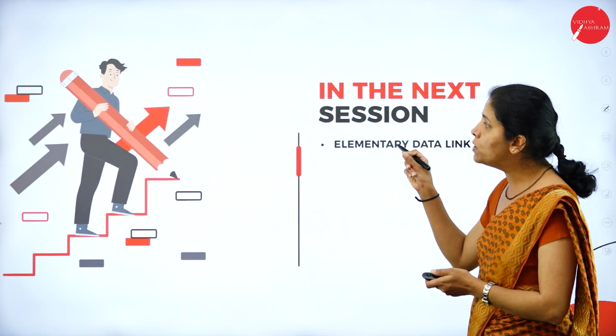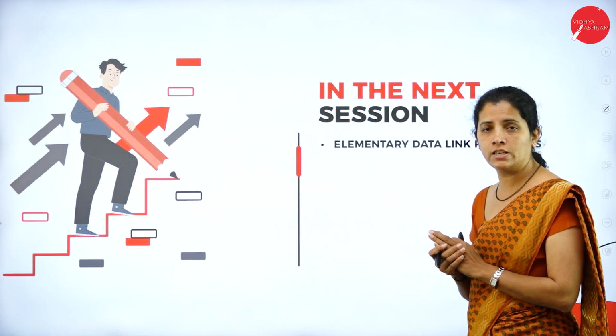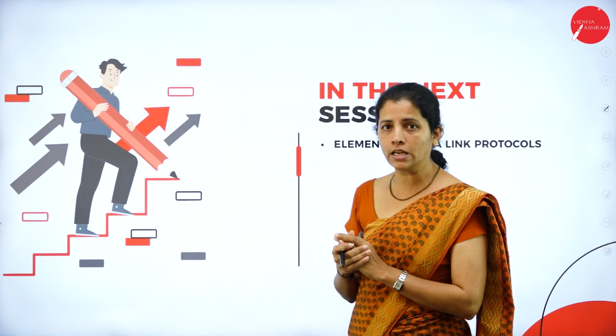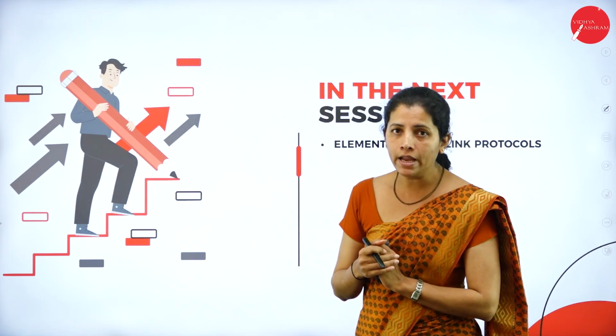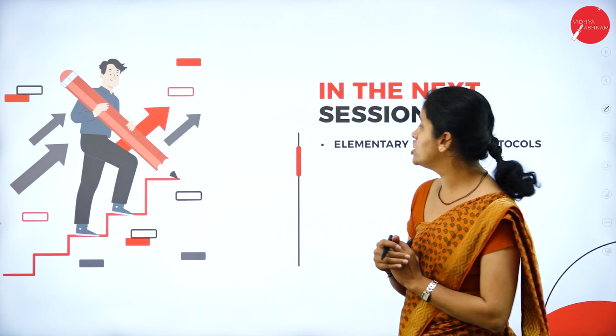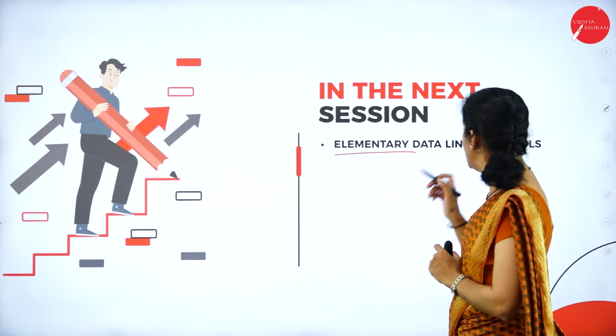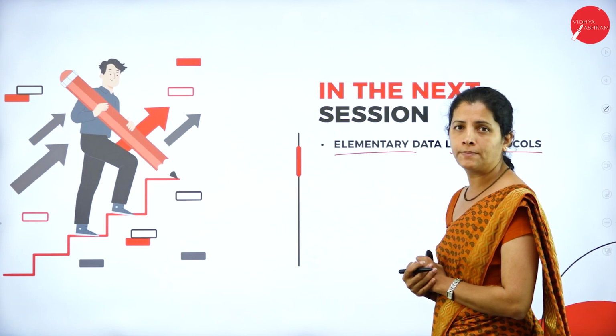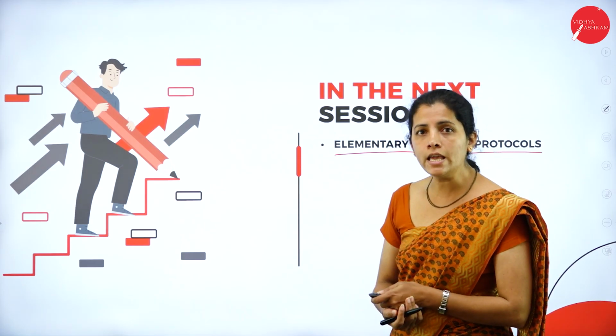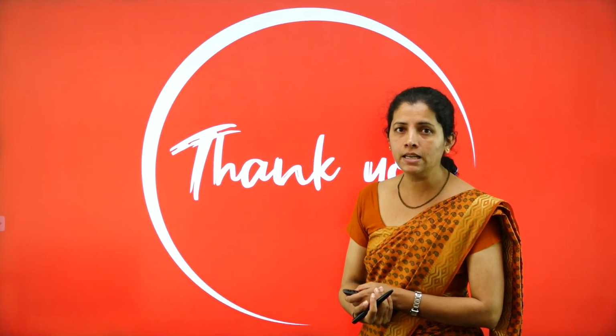So Hamming code is an error detection and error correction technique. And anyway, dear student, in my next session, I'm going to deal with the elementary data link protocols. Until then, keep watching and keep learning. Thank you.